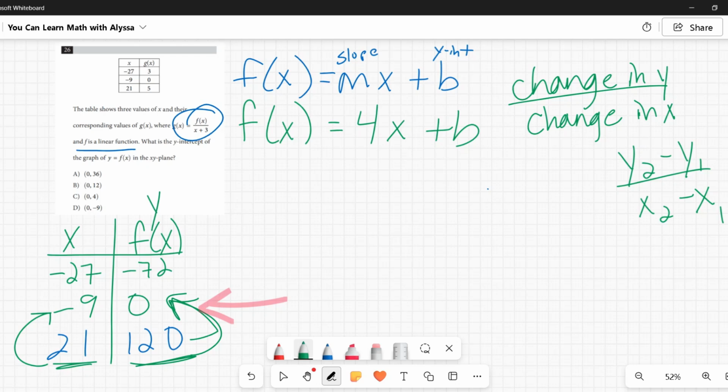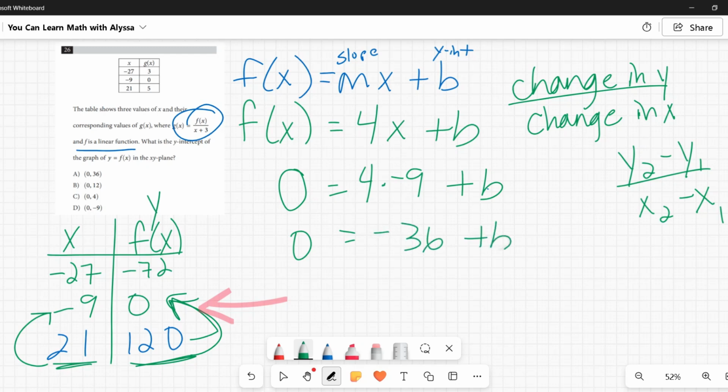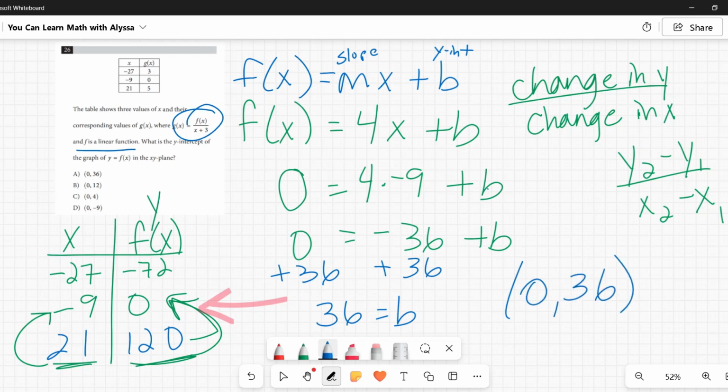Okay, so plug in, or negative 9, excuse me, plug in a negative 9 for x. And I know the f of x in this case will be a 0. All right, so 0 is equal to 4 times negative 9, which is negative 36, plus b. To solve for b, I'm going to add 36 to both sides, get rid of that negative 36, and I get that 36 is equal to b. So the y-intercept for this graph, the x value is always going to be 0 for a y-intercept. It's going to be 0, 36, and that is A.